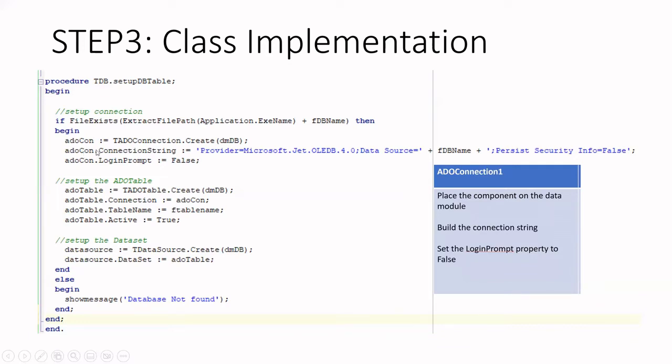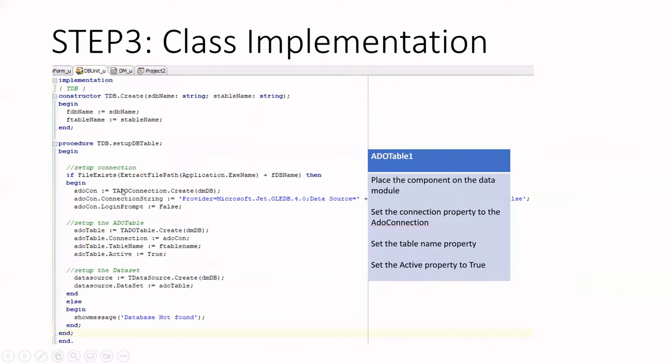Notice that the database name is the attribute which is being brought into the connection string. I will demonstrate how this can be done easily when I go into the Delphi end of things. But this is now the connection string that has been set up. And then the last property that needs to be set up is the login prompt, which needs to be set to false. So ADO connection.login prompt is assigned the value false. These three steps are equivalent to placing a database connection component onto the data module, and configuring the connection string and the login prompt property.